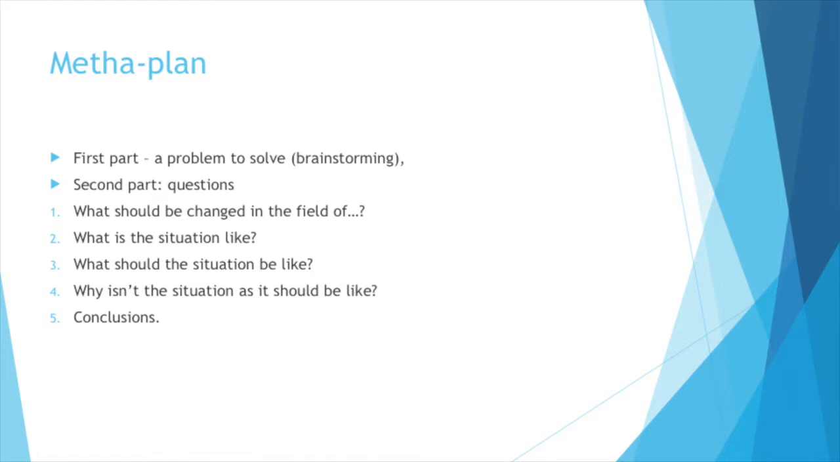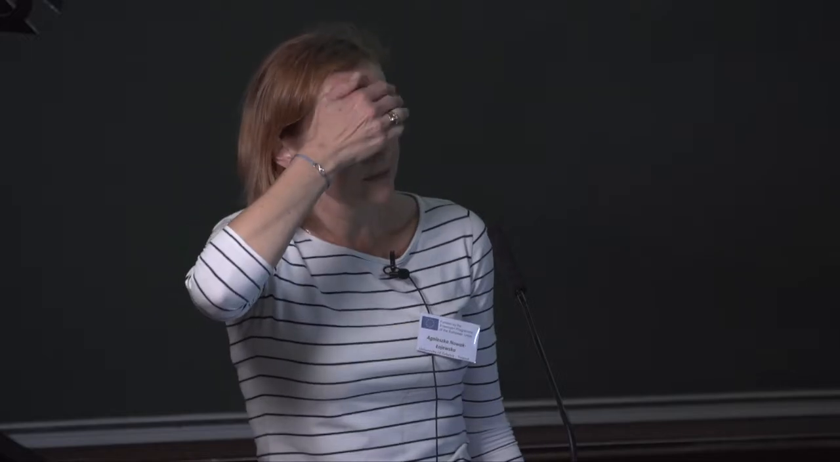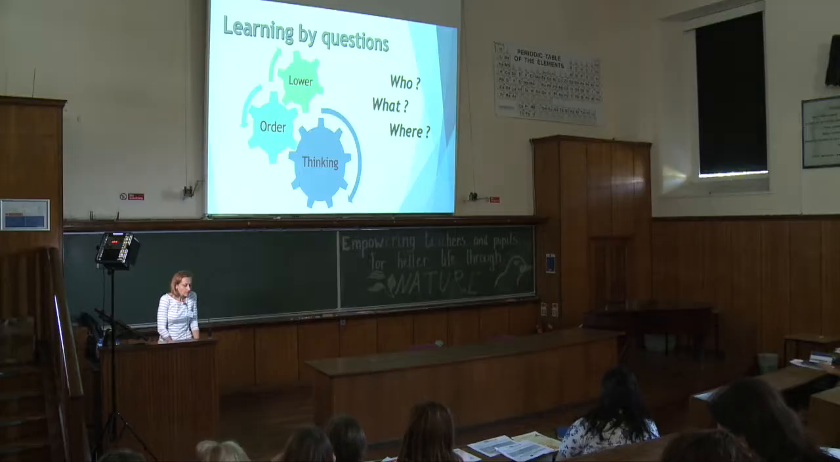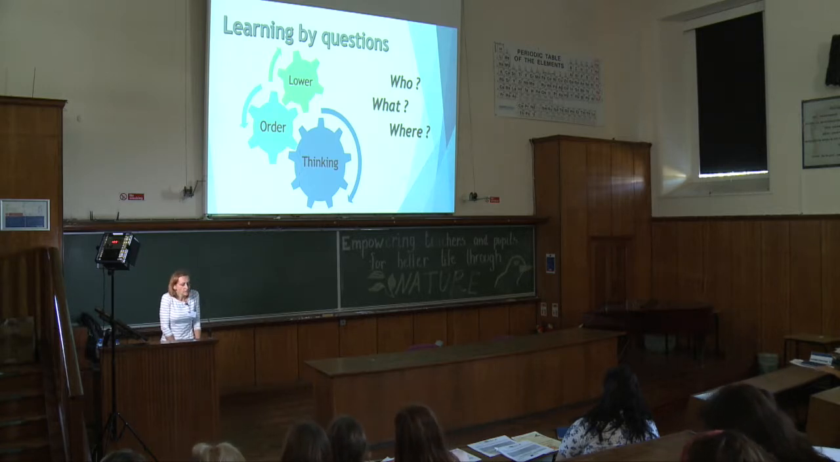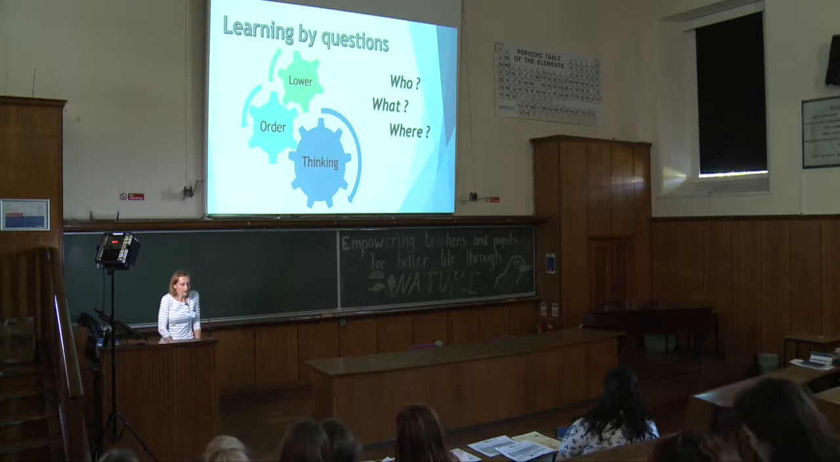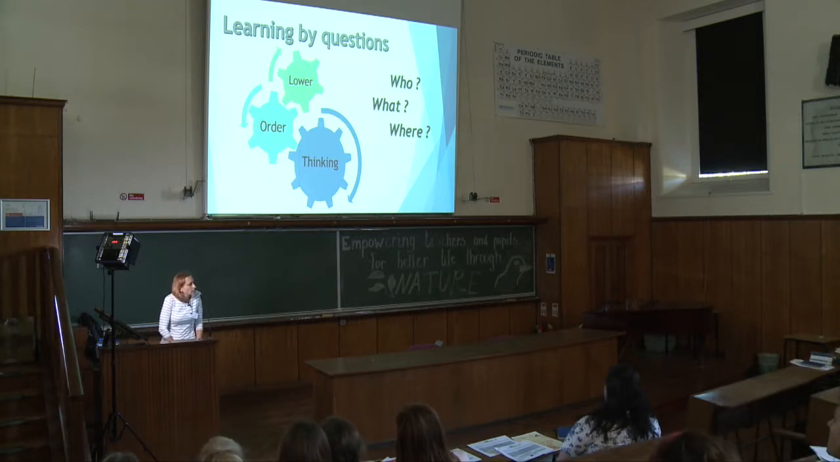And conclusions. So you can see that this kind of method, active learning, is a type of method where children have to be active. They have to talk, they have to choose, they have to decide, they have to plan something. I told you about learning through problem-solving questions. We can learn by question.